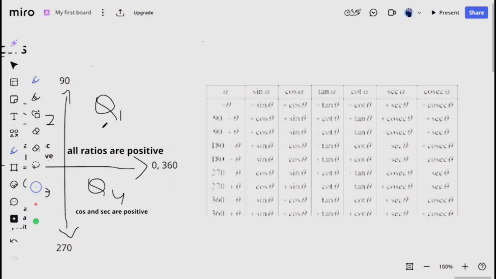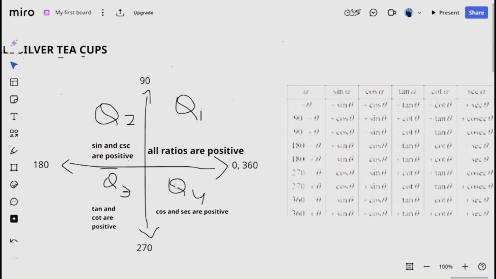Now 90 plus theta is in the second quadrant. In the second quadrant, sine and cosec are positive. That's why the answer will come as positive cos theta. But if you take other values, like tan of 90 plus theta, the tan value is not positive, so it will become negative. And in 90 plus or minus theta you get the co-ratio, so it will become negative cot theta.